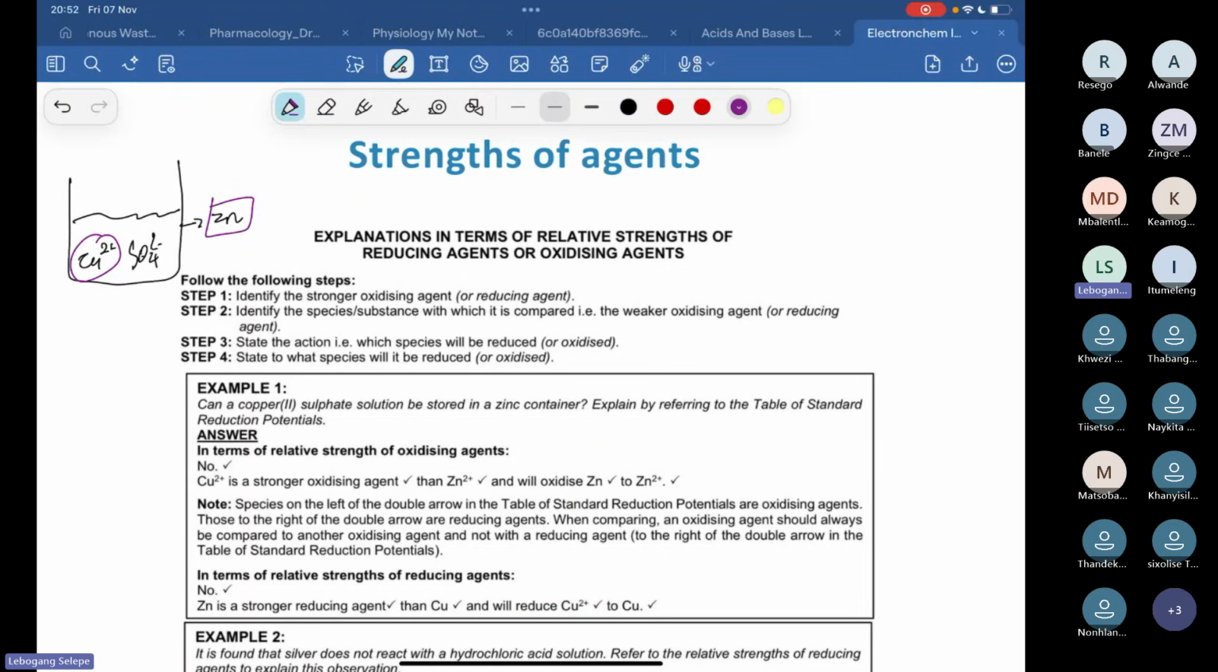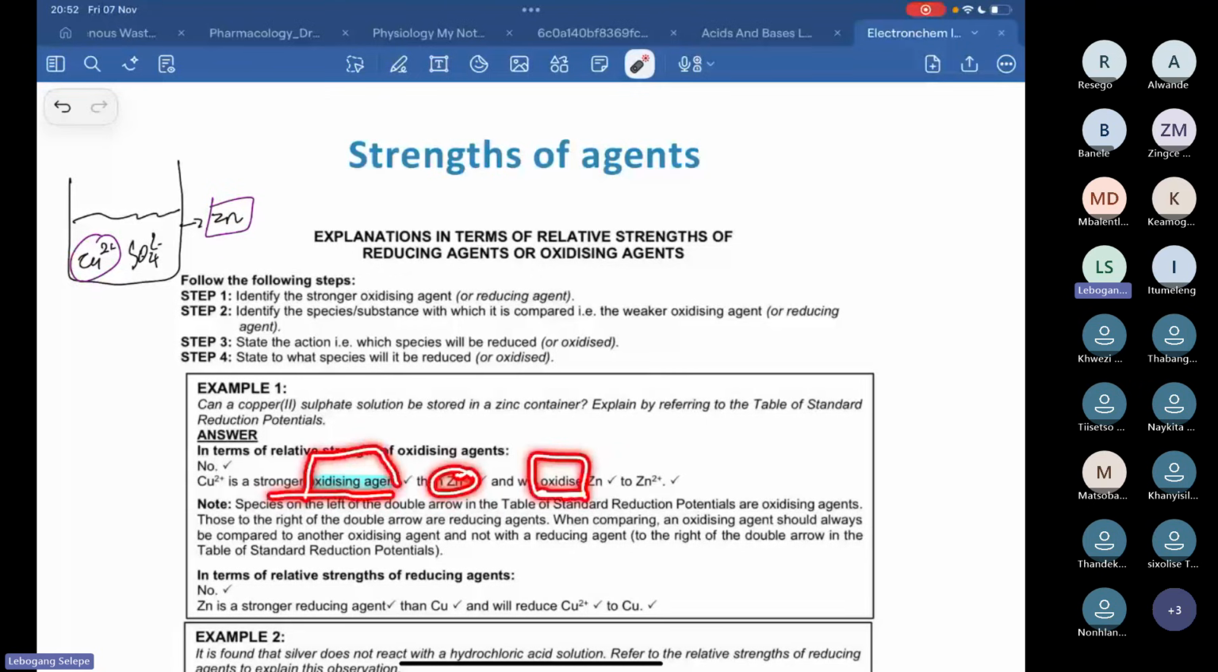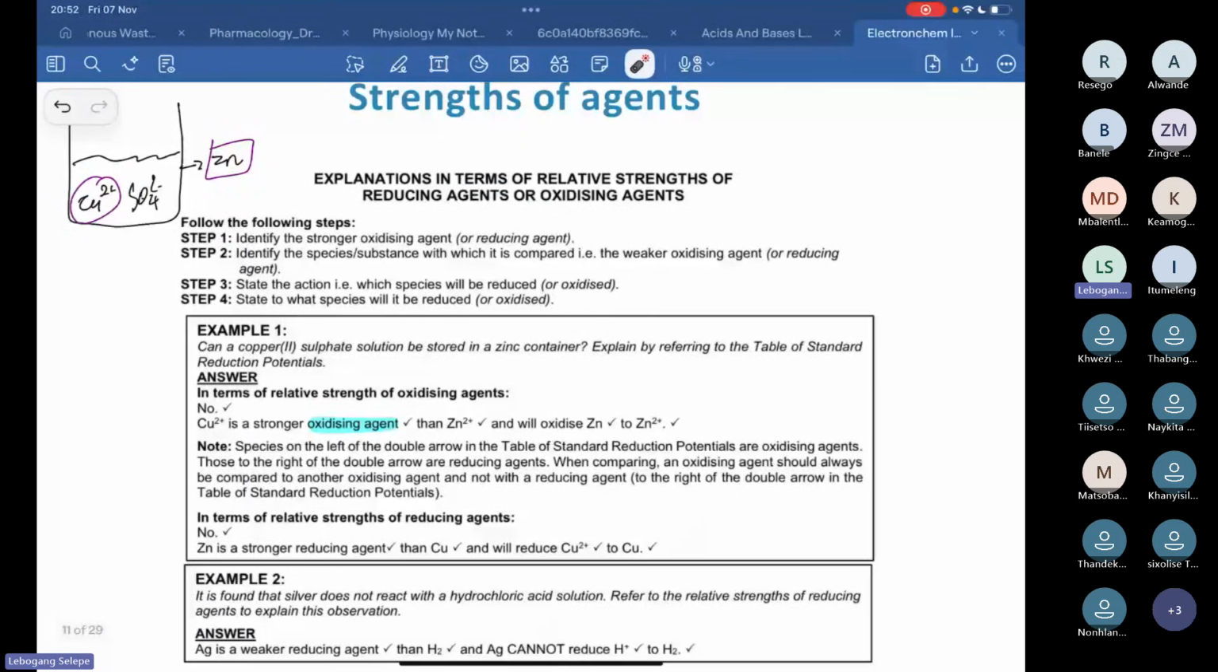I can see the pattern now. So basically, if I'm going to compare using the oxidizing agents, I have to mention whether oxidation will take place or not. So I'm going to say, okay, copper is a stronger oxidizing agent than Zn2+. Therefore, it will oxidize. Can you see these two words? They correlate. Oxidizing agent, oxidize. Reducing agent, reduces. So this is how you need to be answering it.